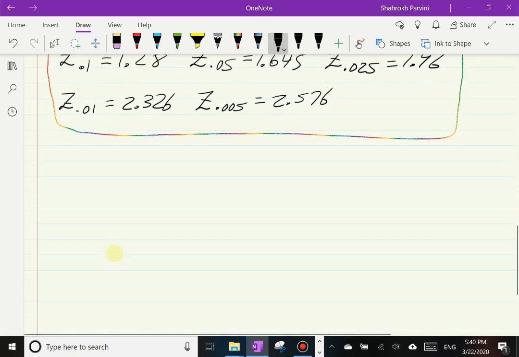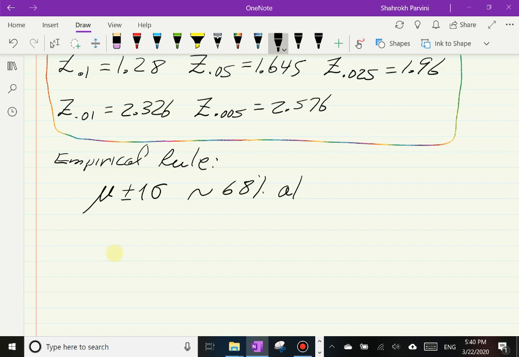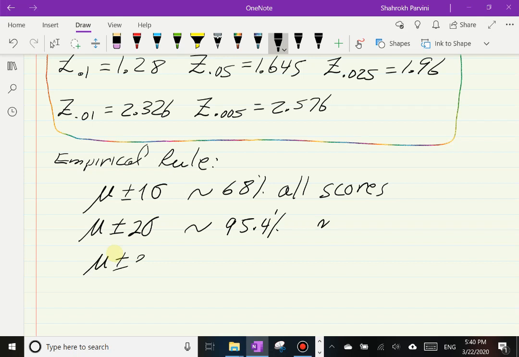Let me just put that empirical rule that I mentioned. The empirical rule tells the following: if you have the interval mu plus or minus 1 standard deviation, that covers approximately 68% of all scores. The interval mu plus or minus 2 sigma covers about 95.4% of all scores. And finally, 3 sigma covers 99.7% of all scores here for us.